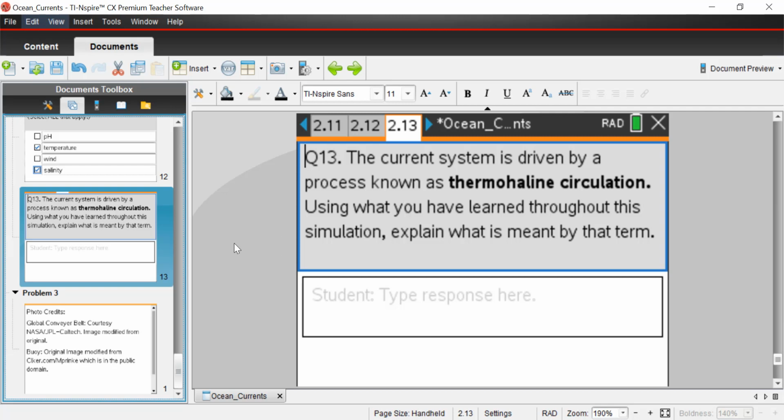And so that's why there's deep ocean currents. It's not really driven by wind. It's really primarily driven by temperature differences and salt density differences.